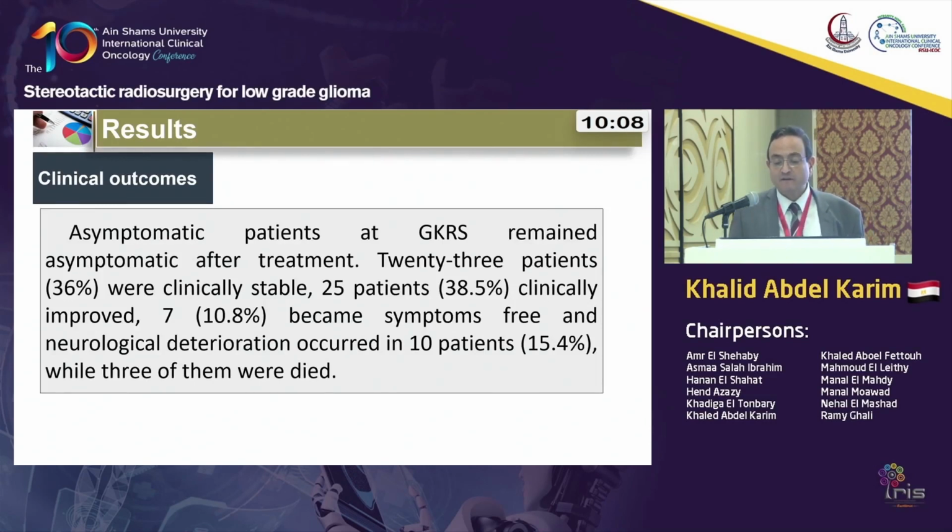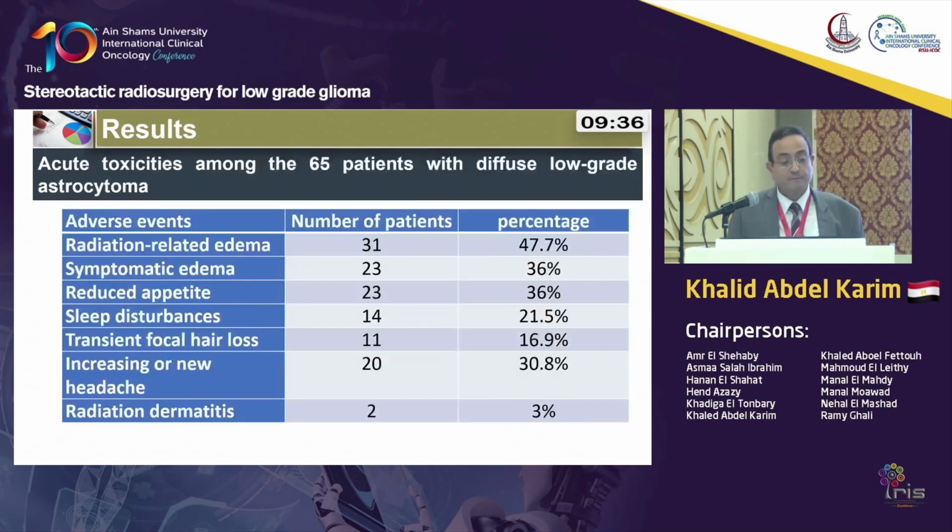Asymptomatic patients at doing Gamma Knife radiosurgery remained asymptomatic after treatment. 23 patients, which is about a third of our patients, were clinically stable. 25, which is about 40% of the cases, clinically improved, and this was to our surprise actually. 7 cases became symptom-free, and neurological deterioration occurred in 10 patients, while 3 of them died after the treatment.